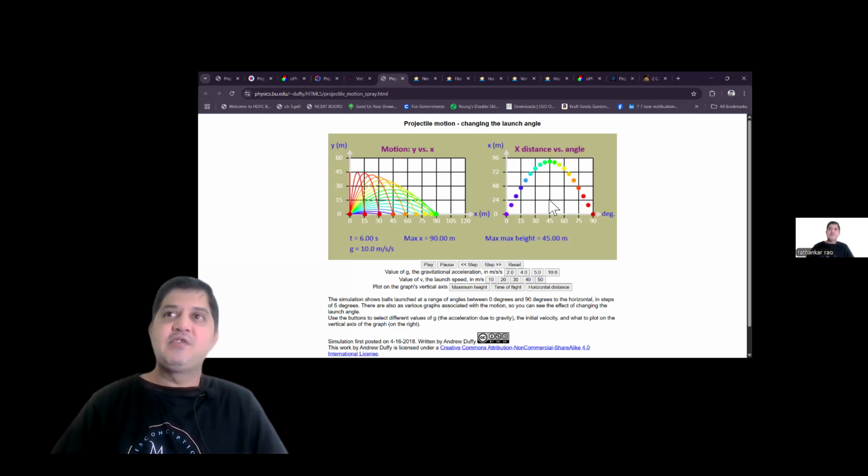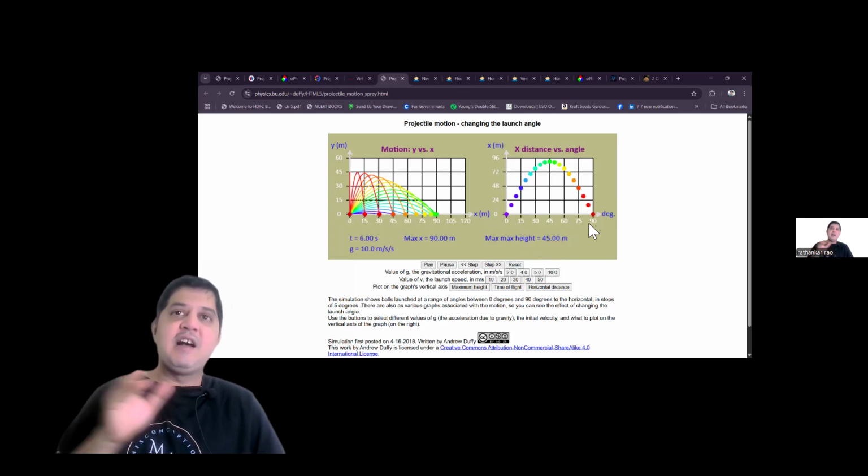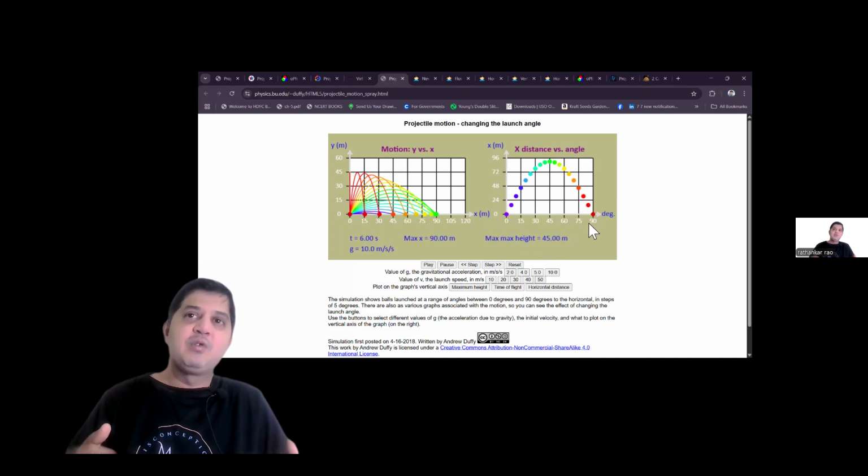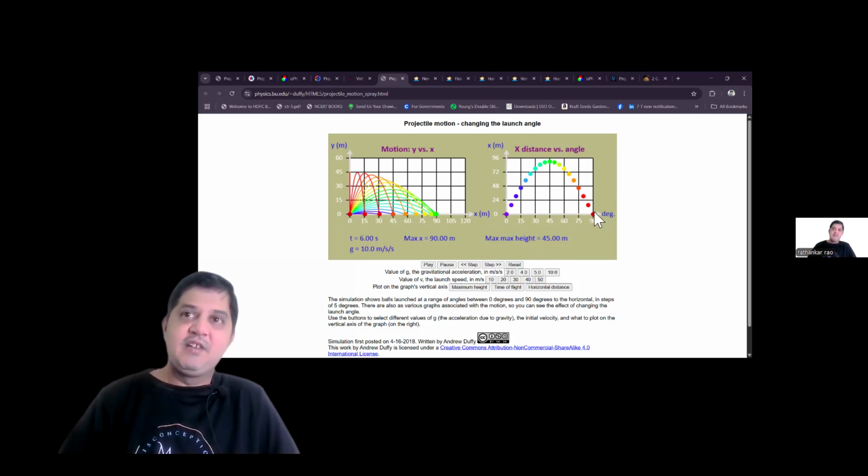Okay, this is what our students actually do. When they plot a graph, they assume that this is your horizontal distance, not horizontal distance. We should first show them what kind of graphs we have and how to interpret them. So this is your degrees and this is your distance over here. Okay, now let me move on to the next one.